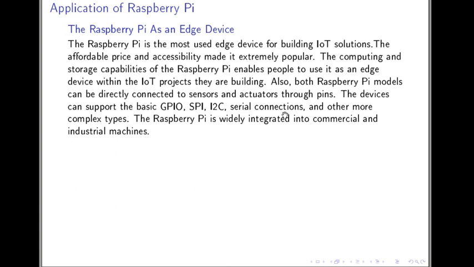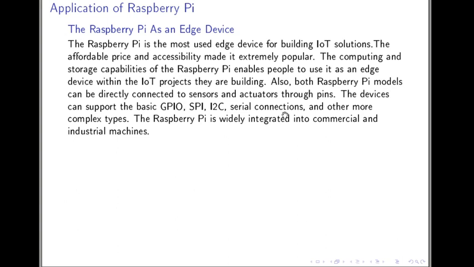So the Raspberry Pi is the most commonly used edge device for building IoT solutions. The affordable price and accessibility are important. The computing and storage capability of Raspberry Pi enables people to use it as an edge device within the IoT project they are building. Also, both Raspberry Pi models can be directly connected to sensors and actuators through pins, as we have seen in the GPIO pin diagram.